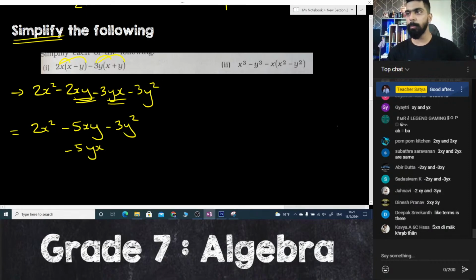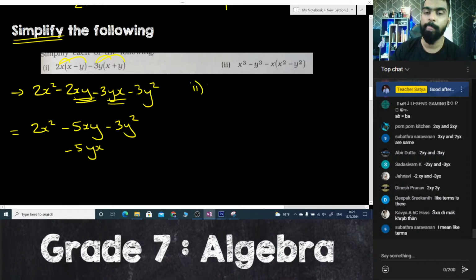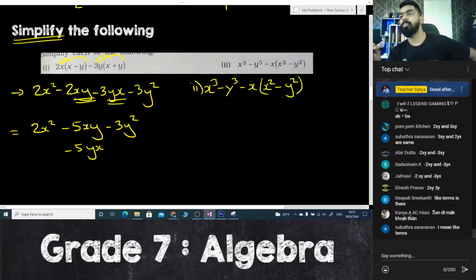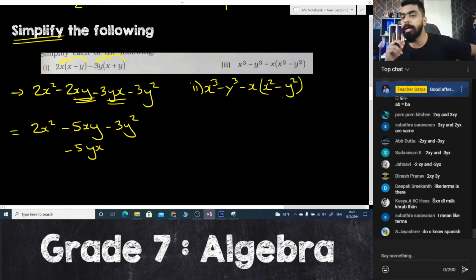All right. Now let's go to question number 2, boys and girls. What do we have here? We have x cubed minus y cubed, divided by x squared minus y squared. I'm going to give you guys 1 minute to try and solve this by yourself first, okay?